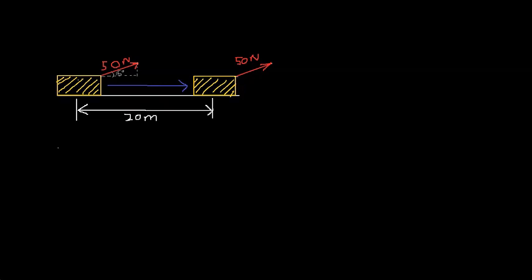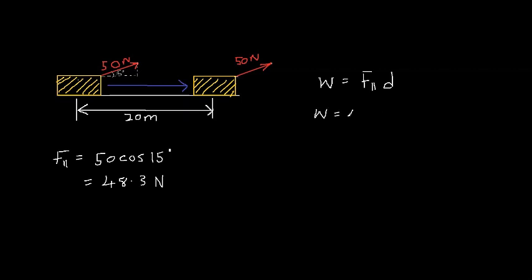The horizontal component of the tension in the string gives us our parallel component of force, and that is equal to 50 cos 15, which gives us 48.3 Newton. Our work done therefore is going to be the parallel component of force multiplied by the distance through which the crate was pulled, which gives us 48.3 multiplied by 20, and this is equal to 966 joules, which is the work done by the string in pulling the crate.